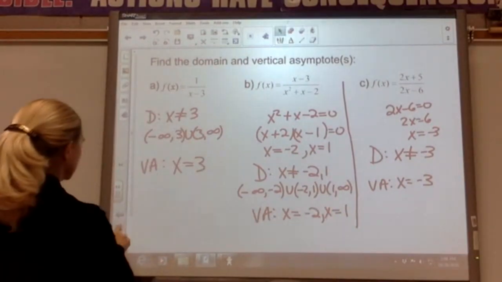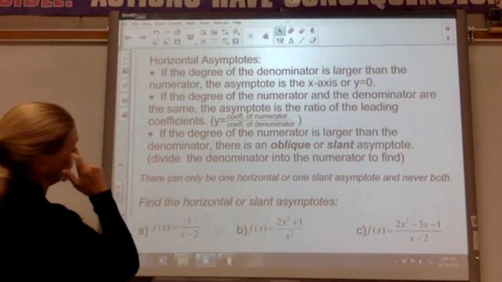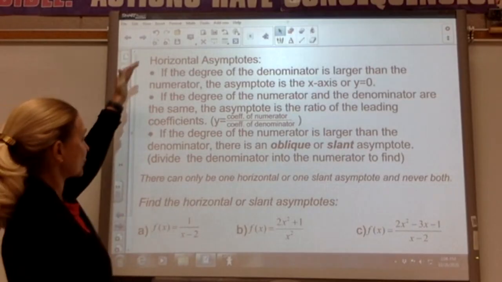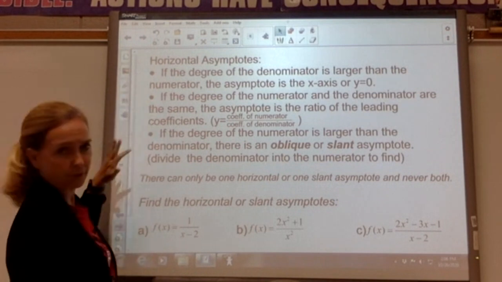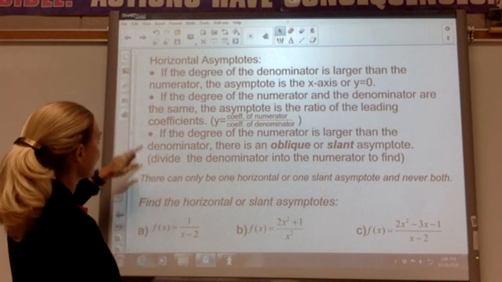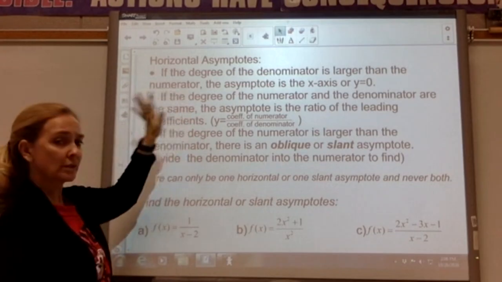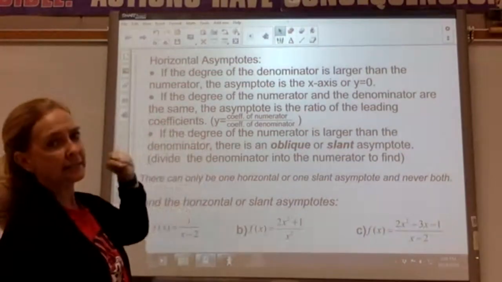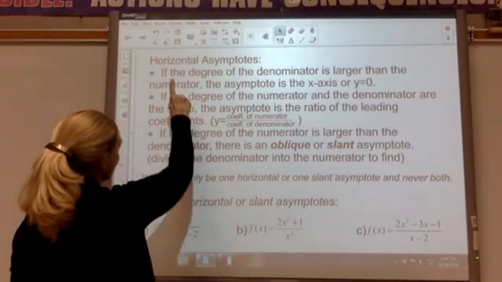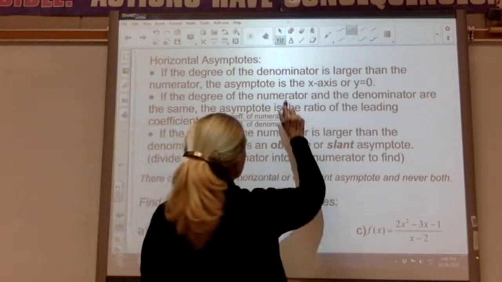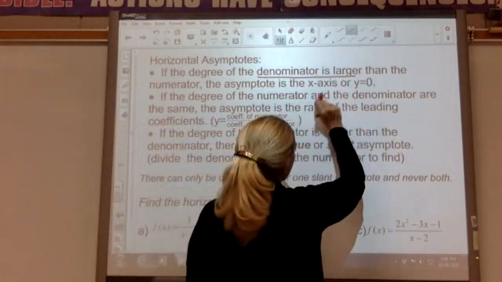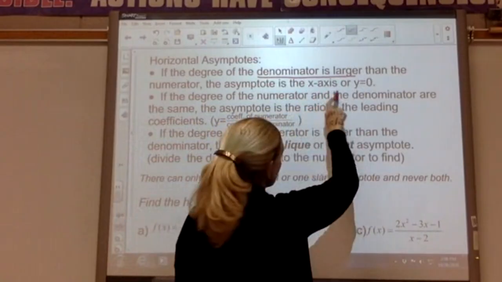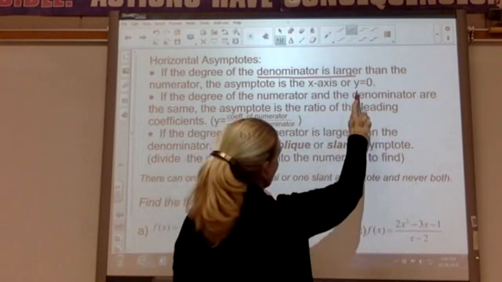All right, next one. Then we talk about horizontal asymptotes. Now, there are 3 different scenarios that we can have, and that's why it's laid out this way. To find horizontal asymptotes, we're looking at the degree of the numerator and the denominator. If the degree of the denominator is larger, then the horizontal asymptote is just going to be the x-axis, which is the equation y equals 0.